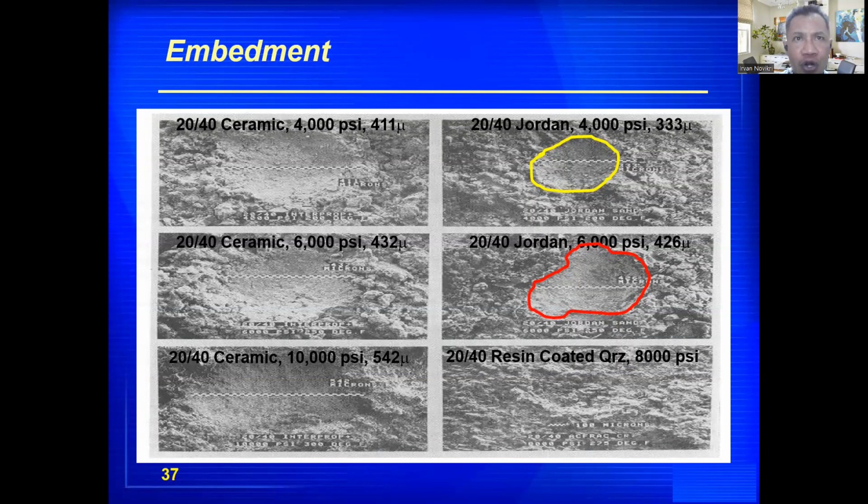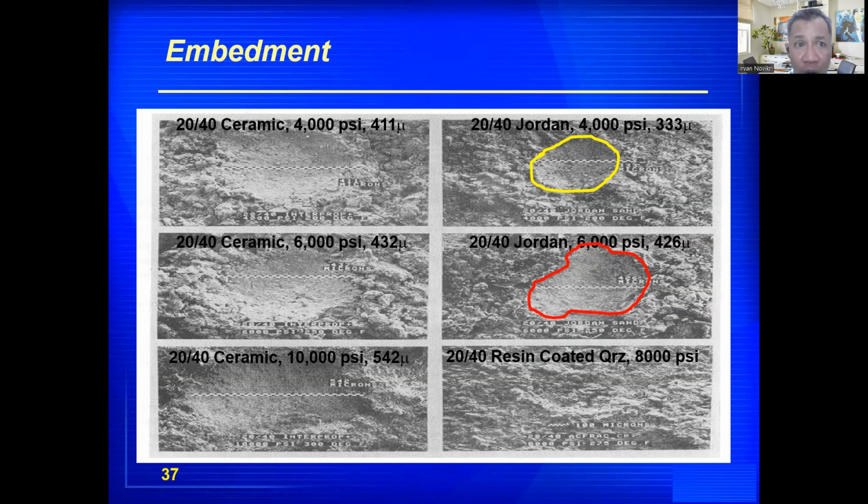And here I want to show on the left, 20/40 ceramic at 4,000, 6,000, and 10,000 psi. You can see the stress increases, then basically the width increases. On the right, you have 20/40 Jordan, which is Northern White, at 4,000 and 6,000, and again you notice it's increasing.